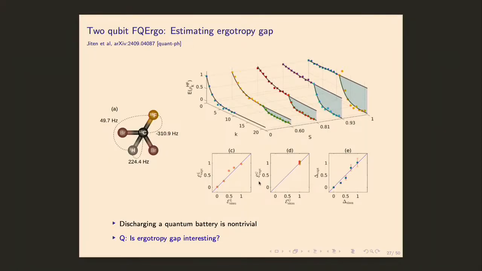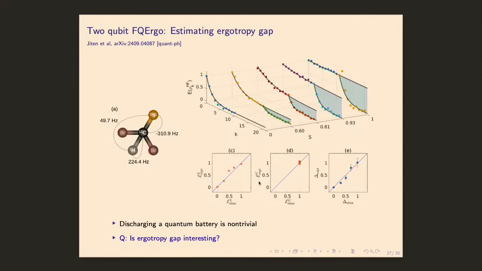Now, if you apply only local drive, without involving interactions, you can't extract all the energy of the quantum battery. You can extract only so much energy, but not all the energy. If you involve interaction between the qubits, then you can extract more energy. That's what we see here. So if you interact, and you switch to global drive, then it can extract more energy.